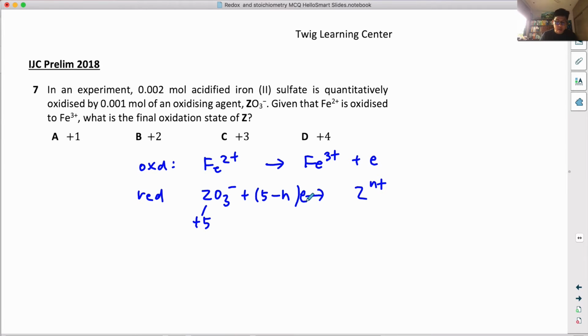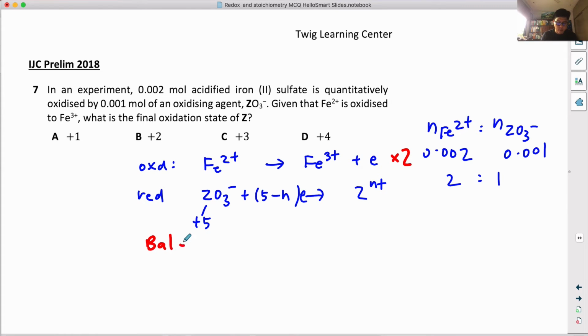Next we have to find out the mole ratio. The number of moles of Fe2+ is 0.002, and the number of moles of ZO3 minus is 0.001. So the ratio is 2:1. So it means that you need 2 moles of Fe2+. To get 2 moles of Fe2+, I must multiply by 2 here, and 1 more ZO3 minus, so this one has no change.